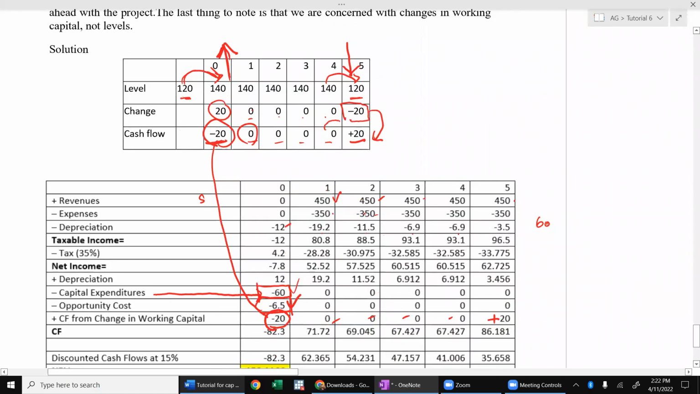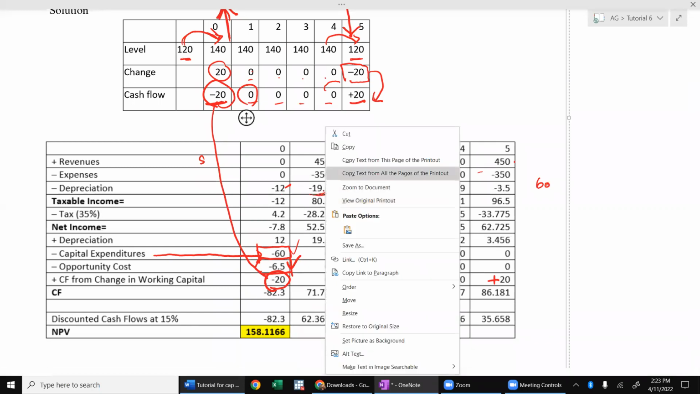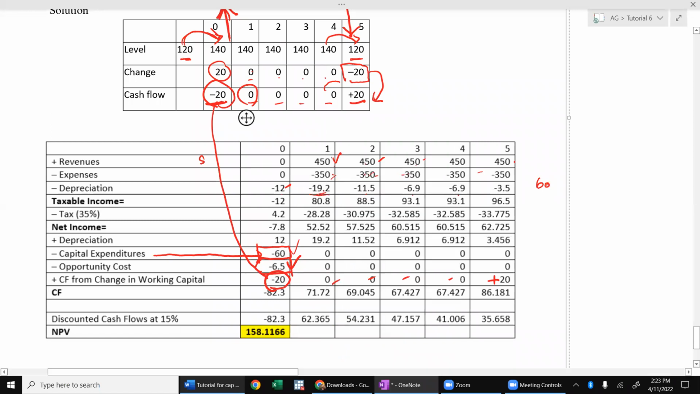Now the question is very simple. In year 0, of course, no revenue. In year 1, 450, 450, 450 until year 5. So these will be your costs. So depreciation, negative 12, negative 19.2. So your answer will be 80.2, taxable income. But if you see here, your taxable income is negative.